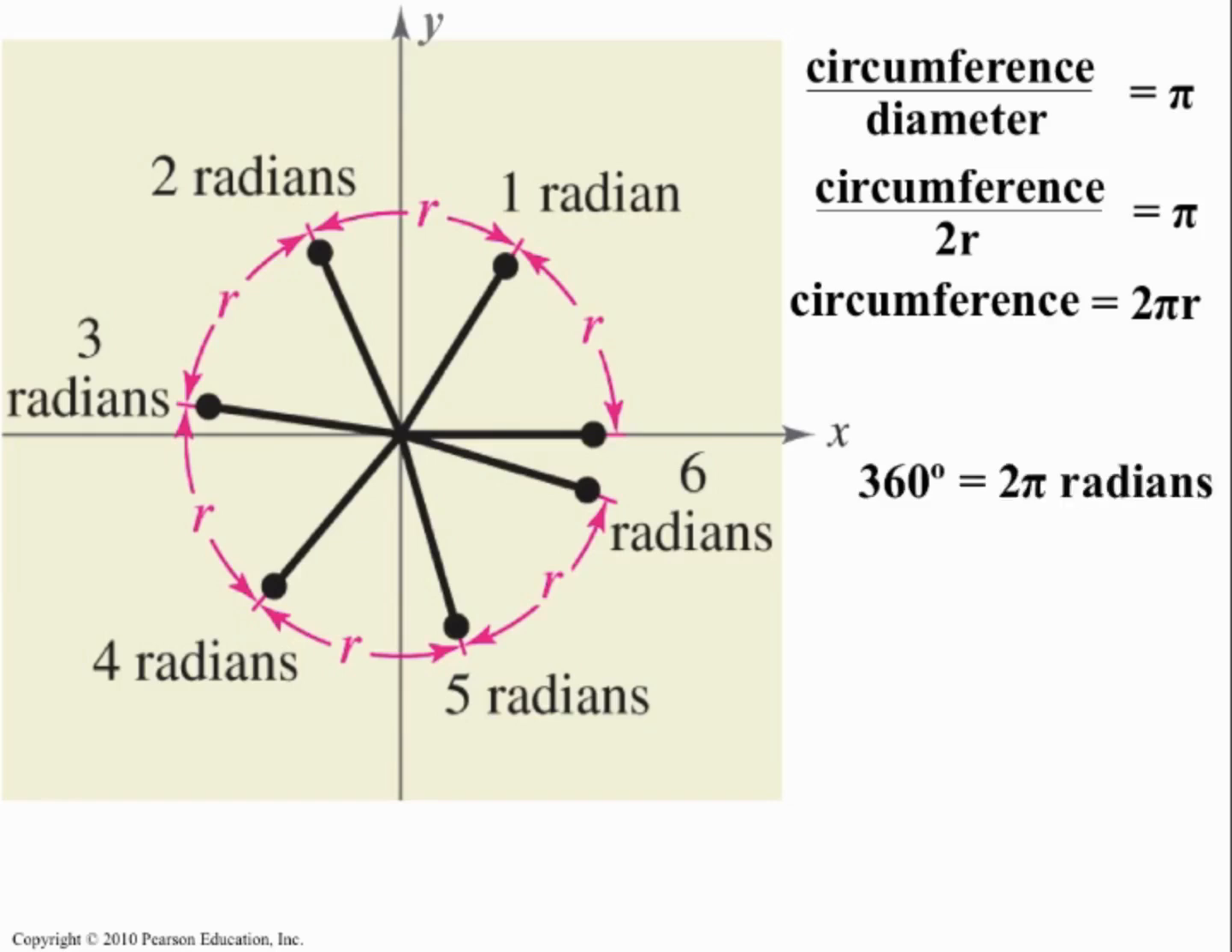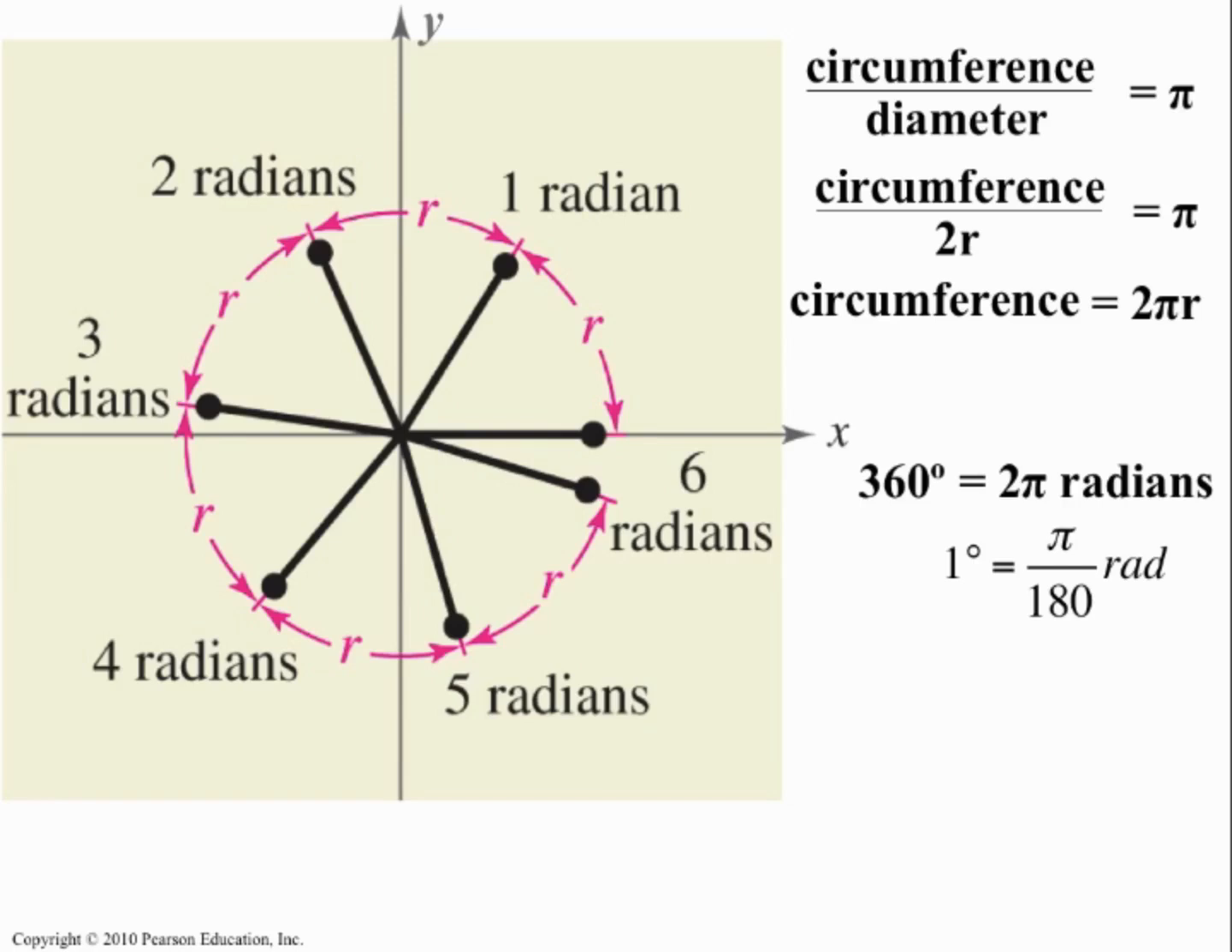Now, we know that there are 360 degrees in a circle, and on this diagram here, we can count that there are 2 pi radians in a circle, and therefore 360 degrees equals 2 pi radians. This is how we're going to be able to convert radians to degrees and degrees to radians. So 1 degree equals pi over 180 rad.